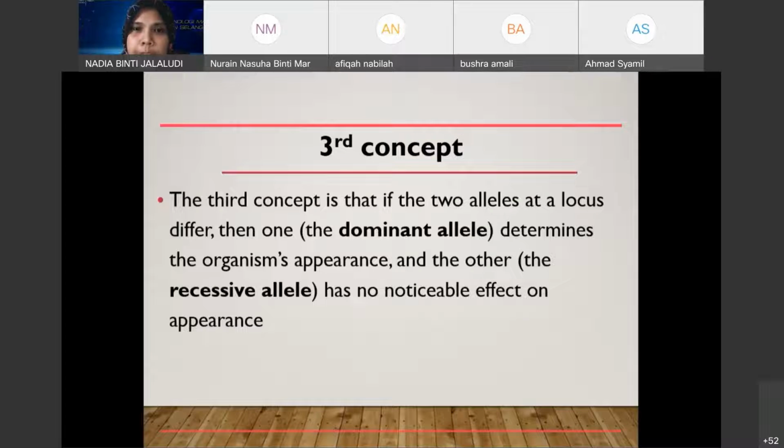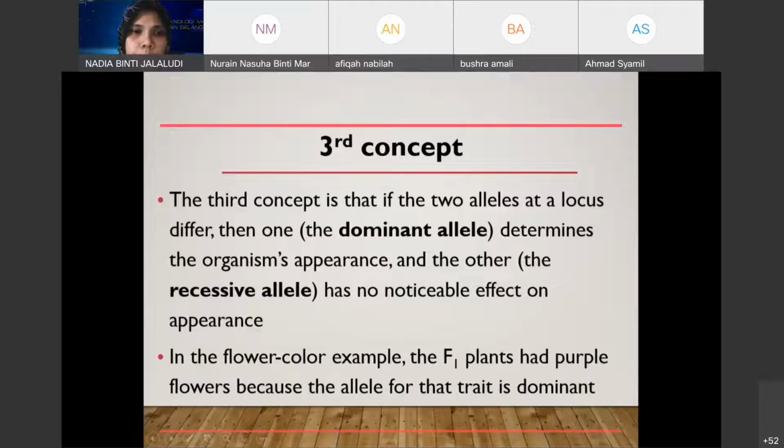The third concept is that if the 2 alleles at the locus differ, then one, the dominant allele, determines the organism's appearance, and the other, the recessive allele, has no noticeable effect on appearance. So the third concept ni, the dominant will always show the appearance and suppress the recessive allele. In the flower color example, the F1 plants had purple flowers because the allele for that trait is dominant. So mana yang dominant yang kita akan nampak lah.